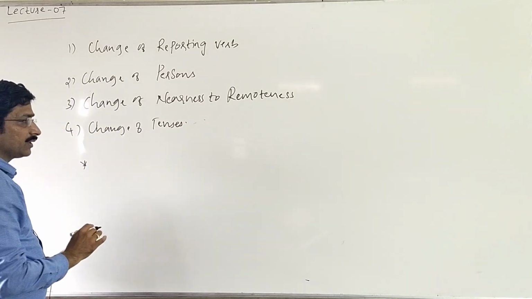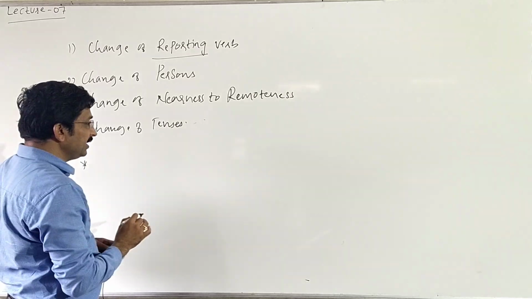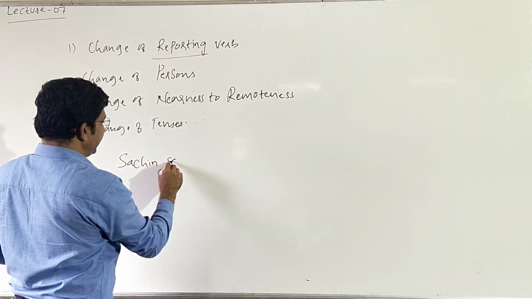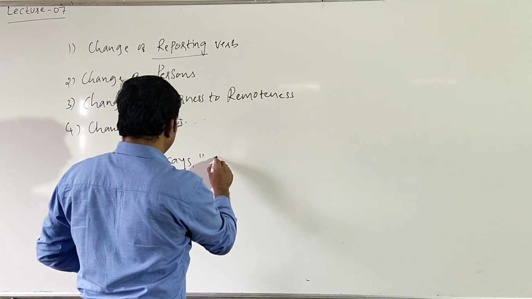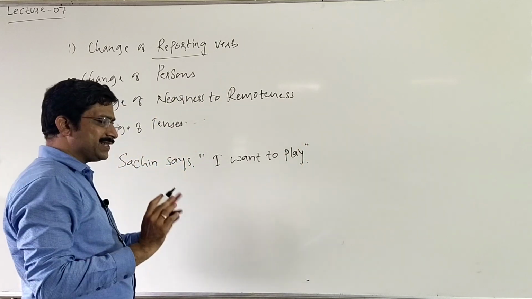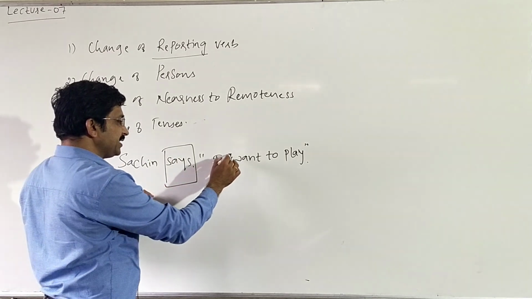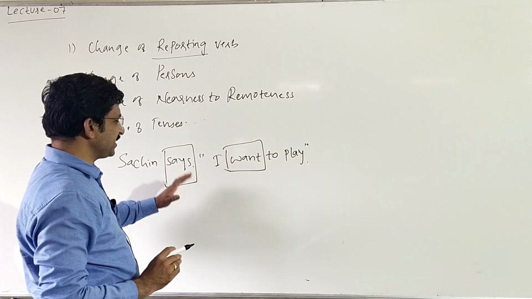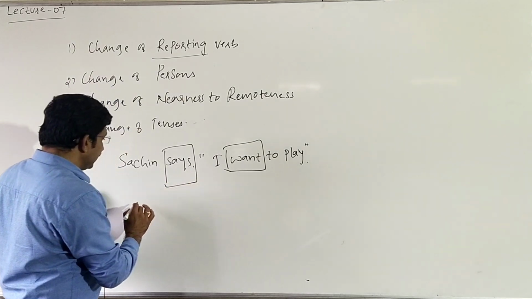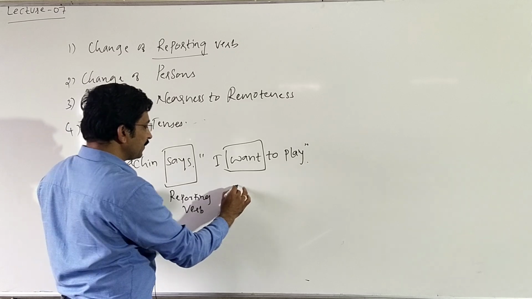So, first one, if the reporting verb is in present tense, as I said, here Sachin says, I want to play. Very simple example. If this is in present tense, we should not change this one. So we discussed regarding present and future. Here, Sachin says is the reporting verb. This is the reported verb.